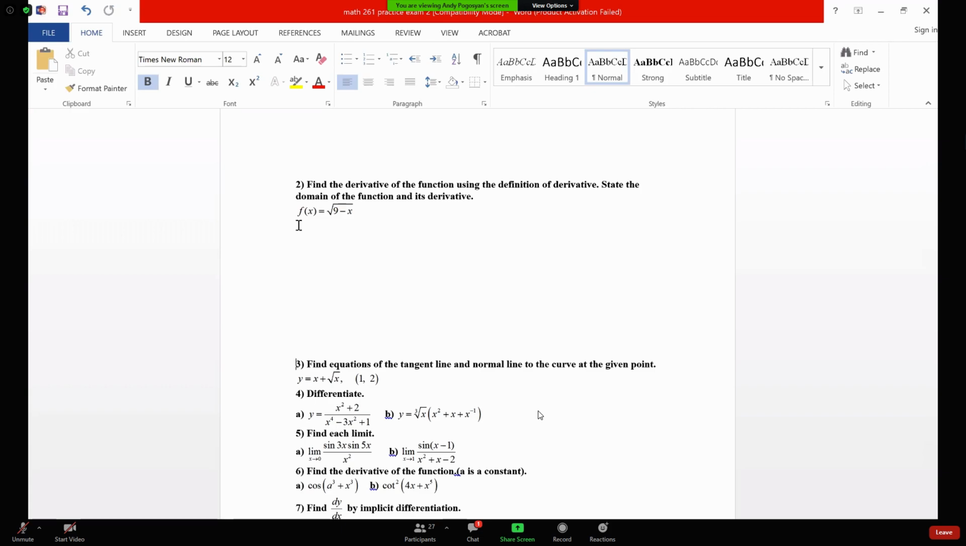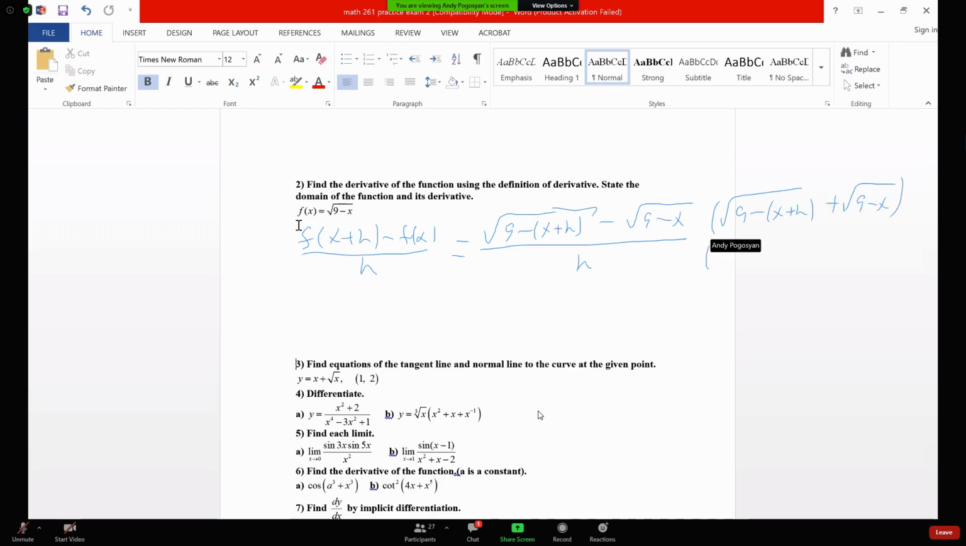It says find the derivative using the definition of the derivative. So the derivative is f of x plus h minus f of x over h. So it's the square root of 9 minus (x plus h), minus the square root of 9 minus x, over h. So you need to multiply by the conjugate: the square root of 9 minus (x plus h) plus the square root of 9 minus x. Same thing is here.